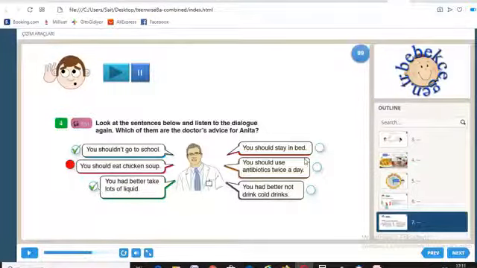Of course. You should stay in bed. Should. Look, it's an advice. Did the doctor give this advice? Yes. You should use antibiotic twice a day. As you remember, the doctor didn't prescribe any antibiotics. So, of course, the doctor didn't say it. You had better not. Look, had better. The negative one is had better not. So, you had better not drink cold drinks. Did the doctor give this advice? No.